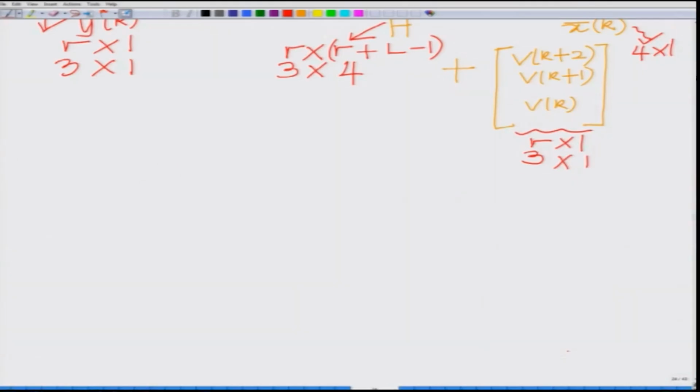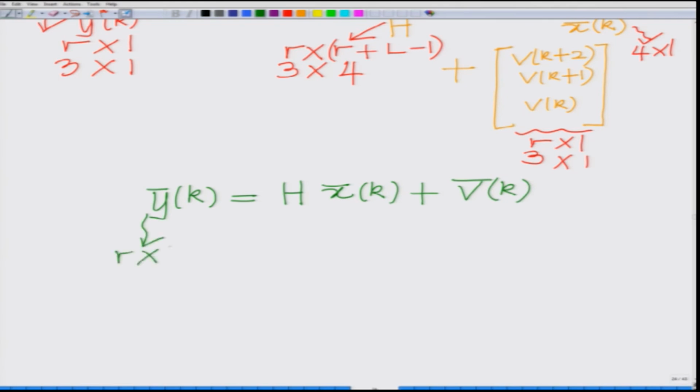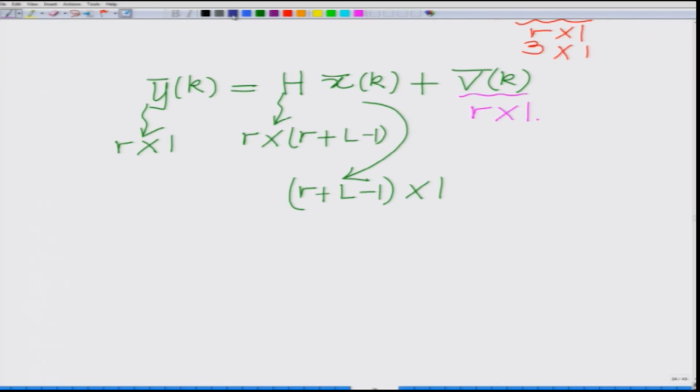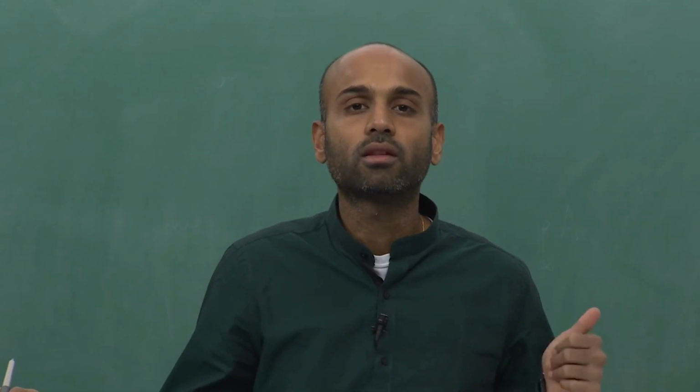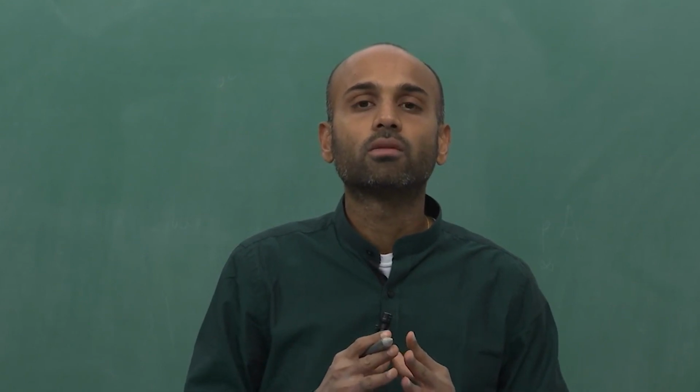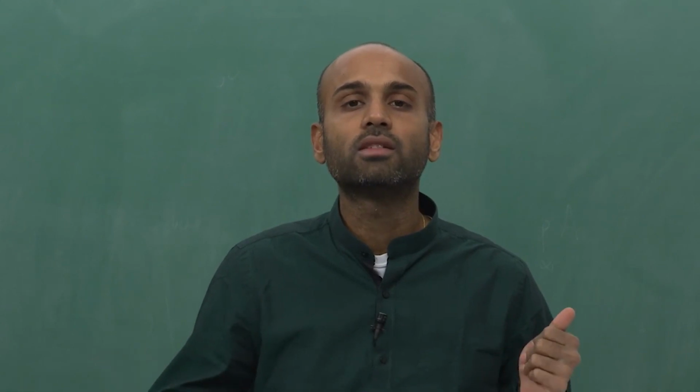And now we would like to design our equalizer. So, let me write this down again to summarize. If we consider an R tap equalizer, I have y bar k equals H times x bar k plus V bar k, where this is R cross 1, this is R cross R plus L minus 1, this x is R plus L minus 1 cross 1, and this V bar k is simply an R cross 1 vector. And we would now like to design an equalizer. Remember, we said we would like to design the equalizer based on the 3 symbols yk plus 2, yk plus 1, yk, and linearly combine these symbols. So, let the combining weights be C0, C1, C2.